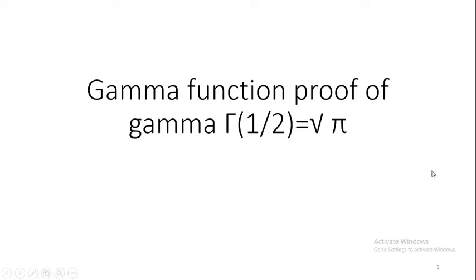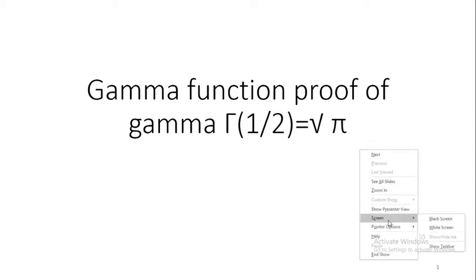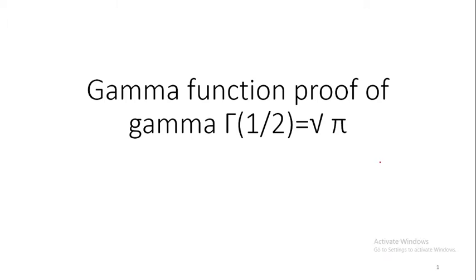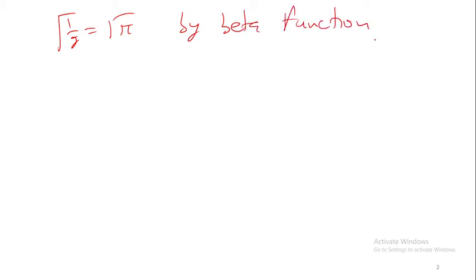We are going to start with the gamma function. Prove that gamma 1 upon 2 is equal to under root pi. For that, there are two ways to solve it. The first way to prove that gamma 1 upon 2 is under root pi is by the beta function.